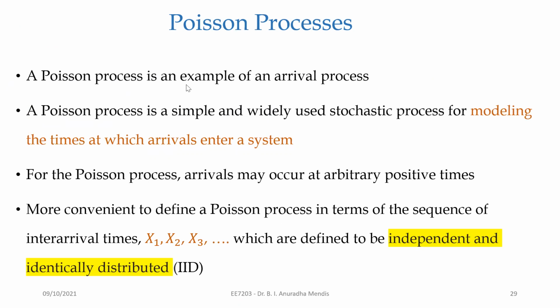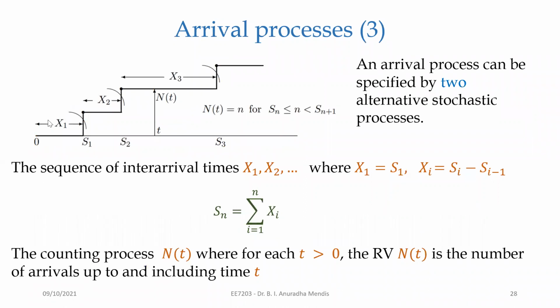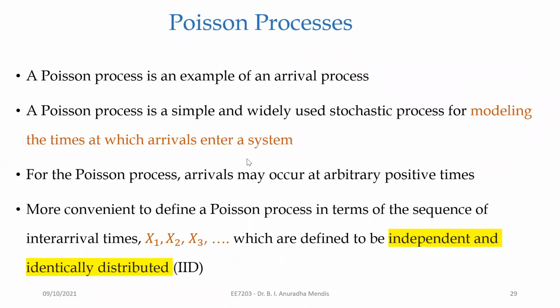The Poisson process is an example of an arrival process. That is true. Now you know the Poisson random variable, but we are not talking about that random variable now. We are talking about the Poisson process. So it is an arrival process, and you know what an arrival is. A Poisson process is a simple and widely used stochastic process for modeling the times at which arrivals enter a system.